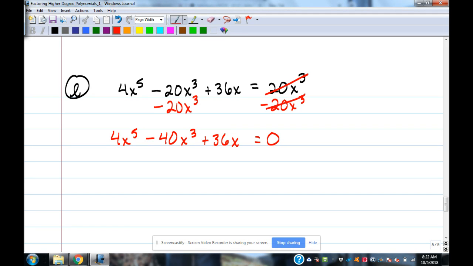Okay. Once you get it equal to 0, it becomes a factoring problem. And since it's a factoring problem, what do we do? Greatest common factor is what we should look for first. This one happens to have 1, which is what? 4x. What's that leave in those parentheses? X to the 4th.